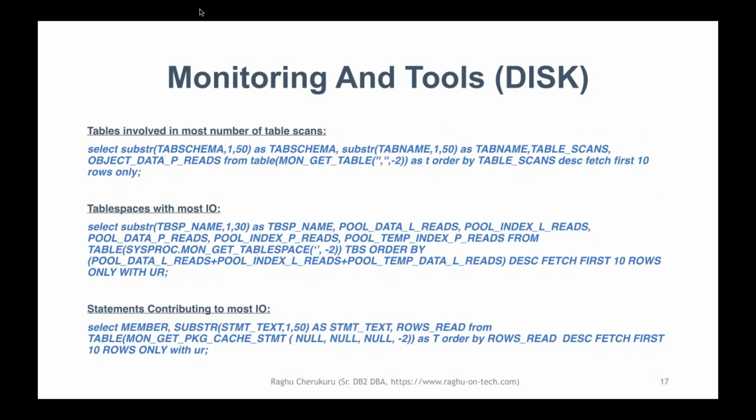But you could use some of these SQL. There are a lot of variations of that SQL that I use, but these are some of them. If I want to get the number of table scans, the first SQL will help. It will list the tables in your database sorted in descending order by table scans. And the second query will give us the table spaces that are responsible for the most IO on your Db2 system. And the third one is mon-get package cache at the statement level, what's driving the most IO.